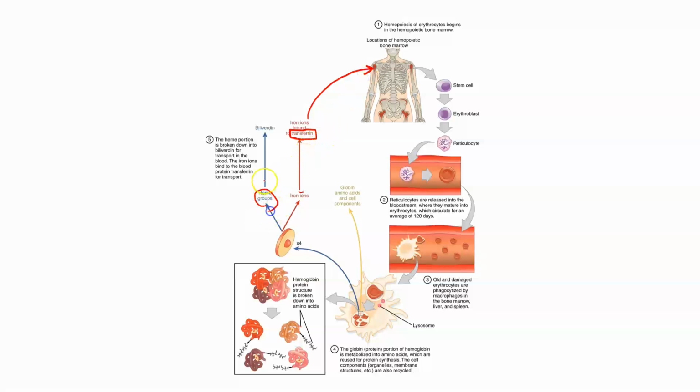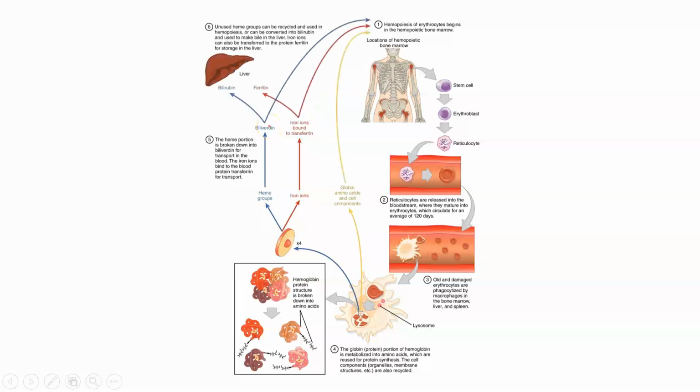The heme group has more of a convoluted journey. It's going to get broken down into this thing called biliverdin, and biliverdin will be in the blood. Biliverdin is sometimes transported with albumin through the blood, and it's going to make its way to the liver. Okay, so the biliverdin will make its way to the liver. Inside the liver, the biliverdin will probably get broken down into this stuff called bilirubin.